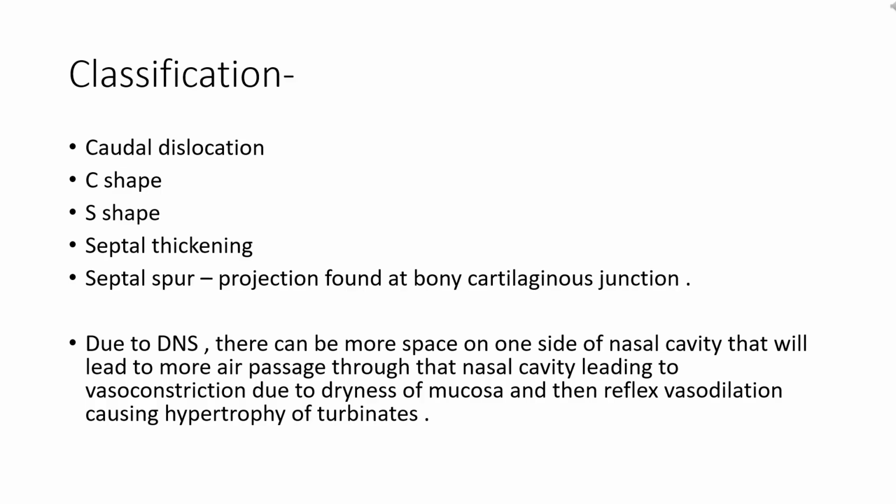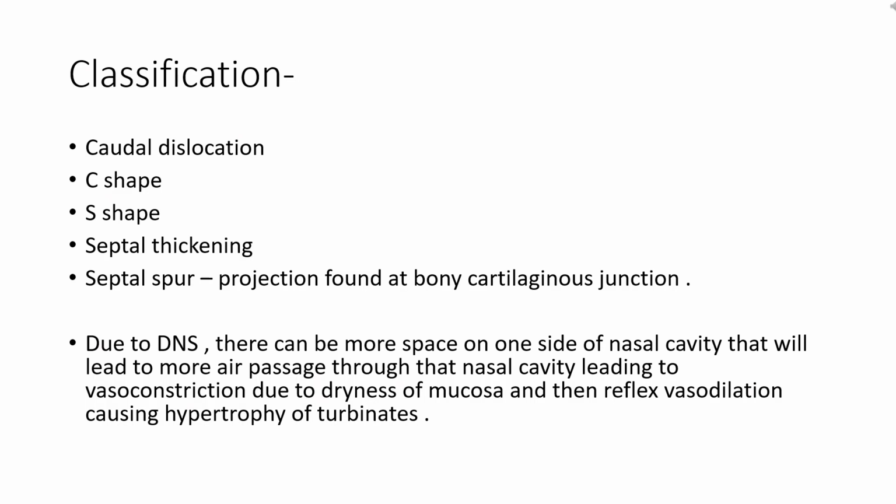Many a time compensatory hypertrophic turbinates are seen in case of DNS. Why is it there? Because due to DNS there can be more space on one side of the nasal cavity, which will lead to more airflow through that particular nasal cavity as compared to the other side. Whenever there is more airflow through the nasal cavity, it will lead to dryness of mucosa. In response to the dryness of mucosa, there will be vasoconstriction, and in response to that vasoconstriction, there will be reflex vasodilatation that will cause hypertrophy of turbinates.